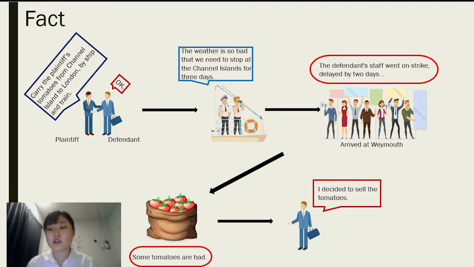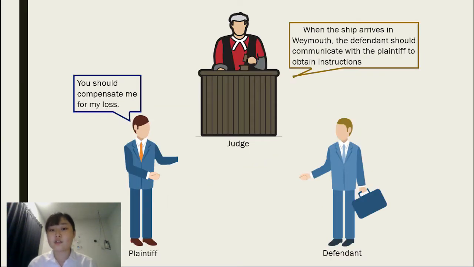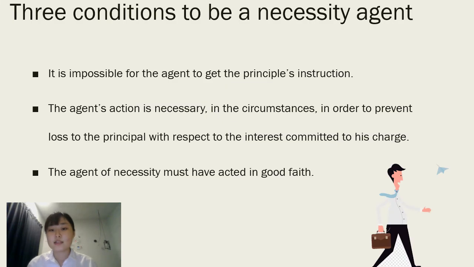Later, some of the tomatoes were found to be bad. The defendant decided to sell the tomatoes as they felt that the tomatoes could not arrive on time in saleable condition. The plaintiff sued for damages. The court held that the defendant ought to communicate with the plaintiff to get instructions when the ship arrived at Weymouth. This is a case of agency of necessity.